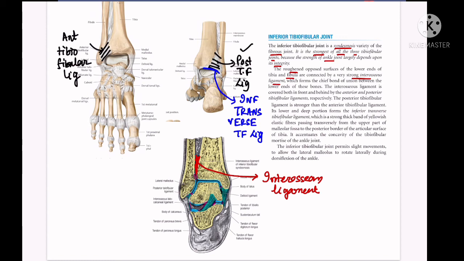The inferior tibiofibular joint permits slight movements to allow the lateral malleolus to rotate laterally during dorsiflexion of the ankle. So the inferior tibiofibular joint permits slight movement so that the lateral malleolus can rotate laterally, lateral rotation, during dorsiflexion of the ankle joint.